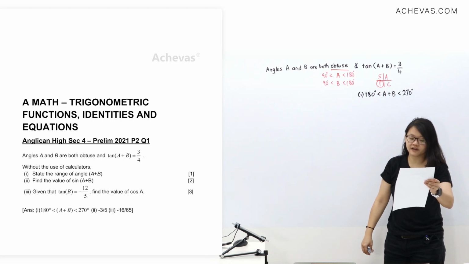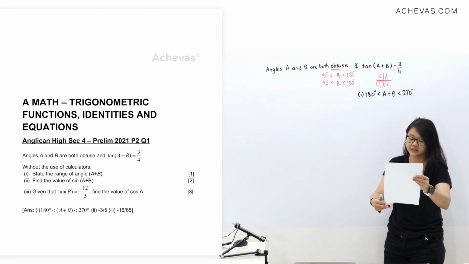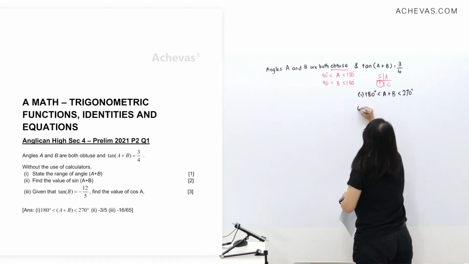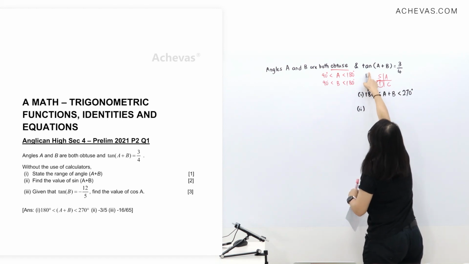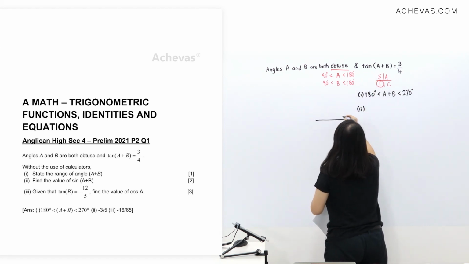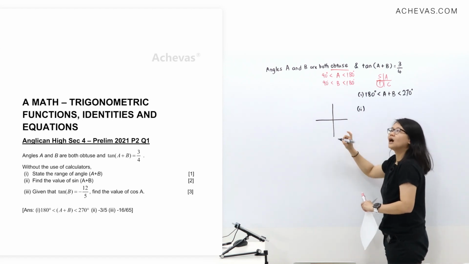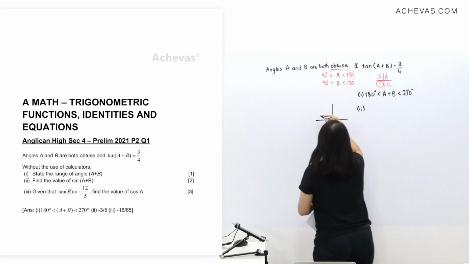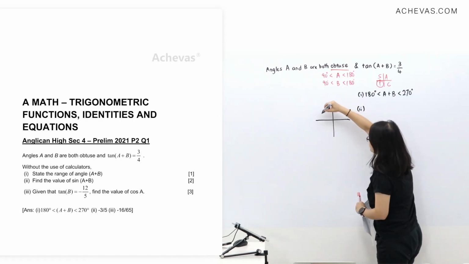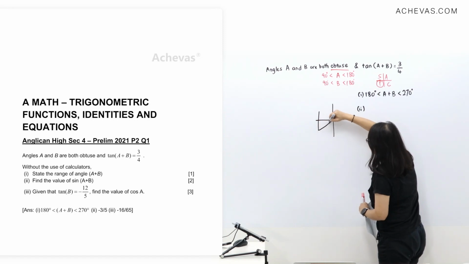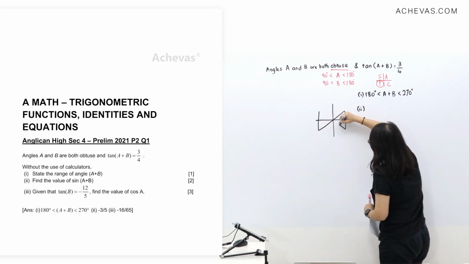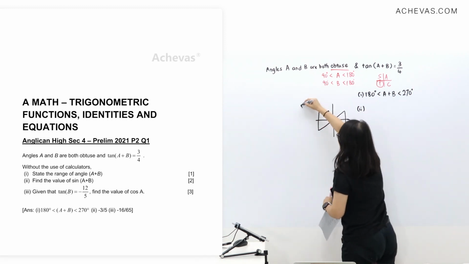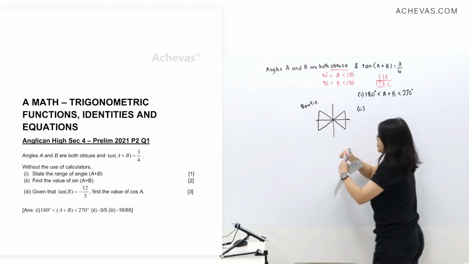Question 2, find the value of sine A plus B. Okay, since we already have tangent here, I'm going to use this one and let's draw a diagram over here. If you forgot how to draw the triangle, you can see it like a bow tie drawing. I'm drawing it like a bow tie so you know which quadrant you are using. I'm going to use this method to help you remember.